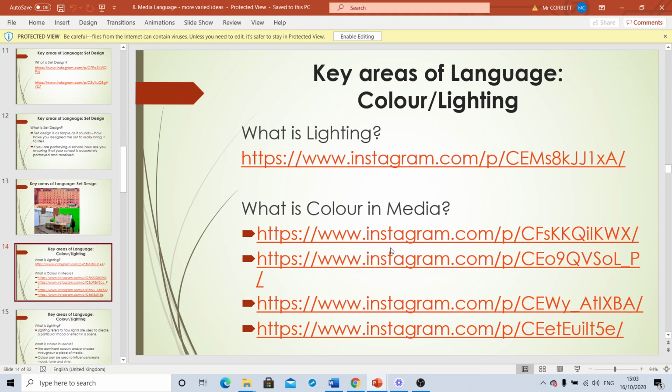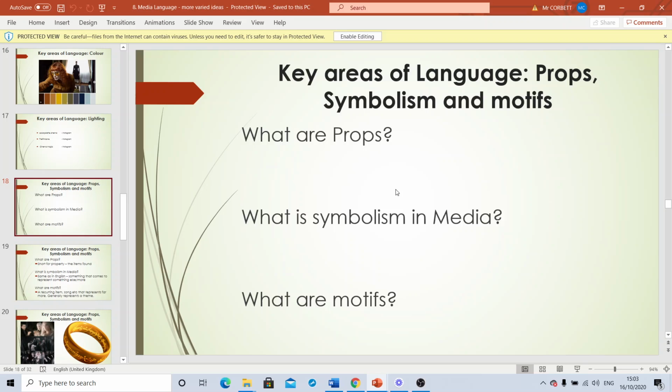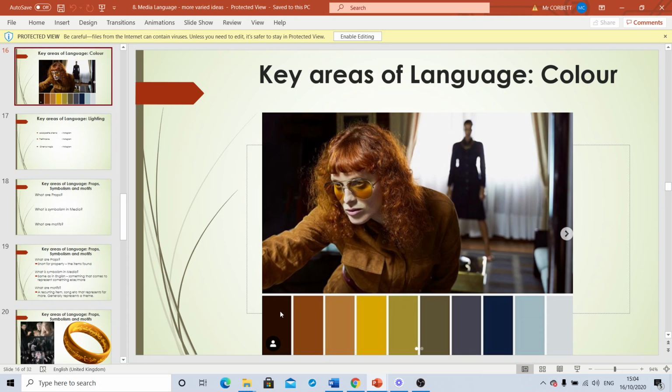When we're looking at colour and lighting, I do strongly advise you check out some of these. Ultimately, though, they do all come under these 3 Instagram pages. Colour palette is all about colour and lighting. It's very cool. It breaks down this one. It breaks down the dominant colours in a scene as you move across that scene.